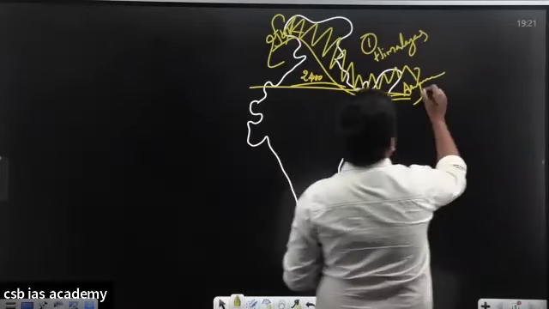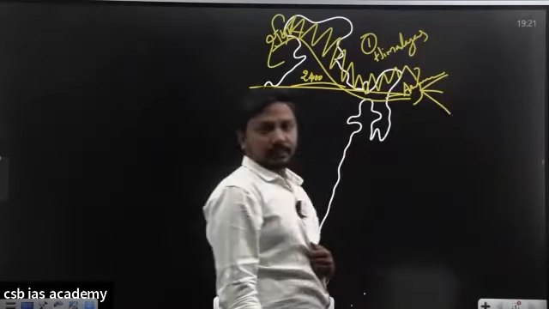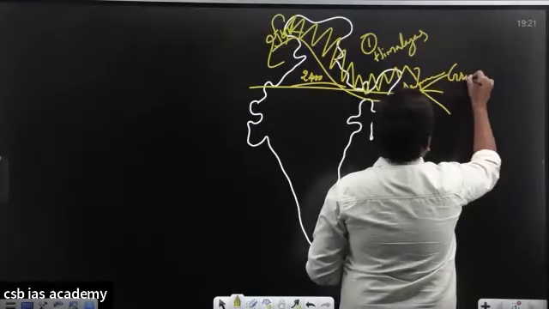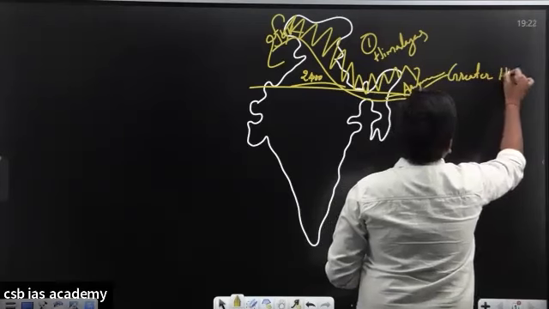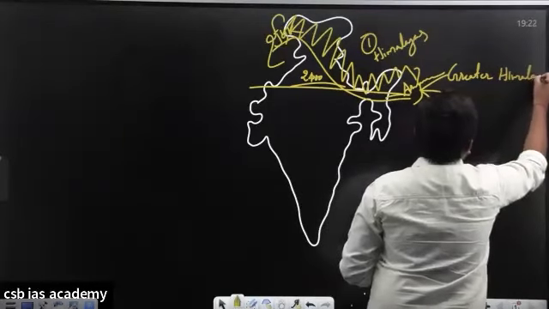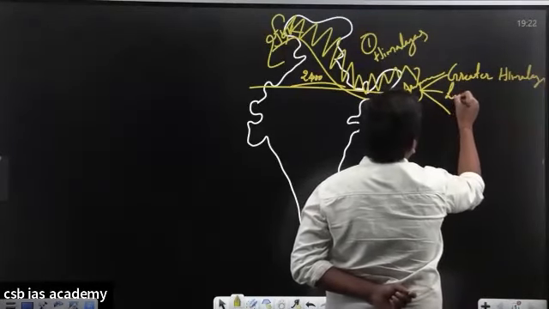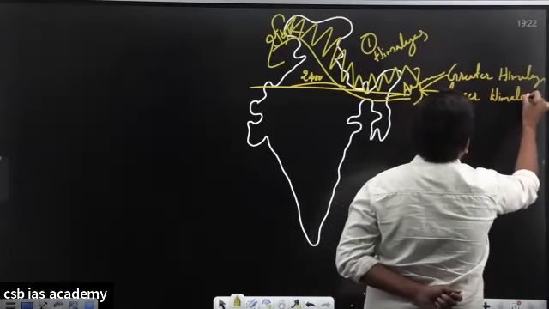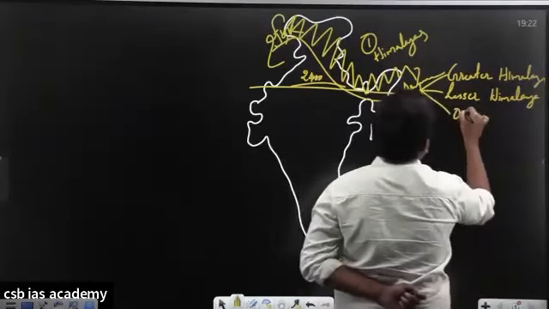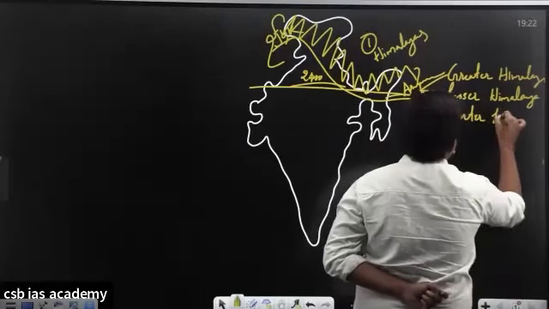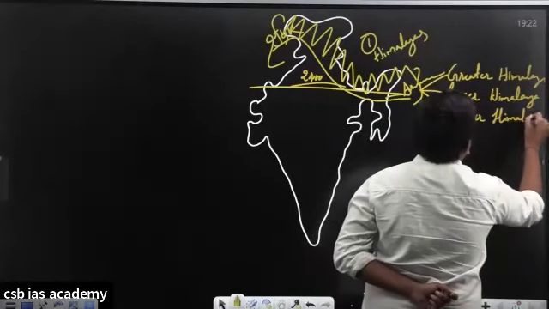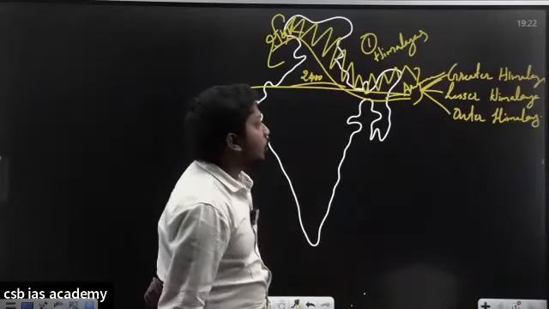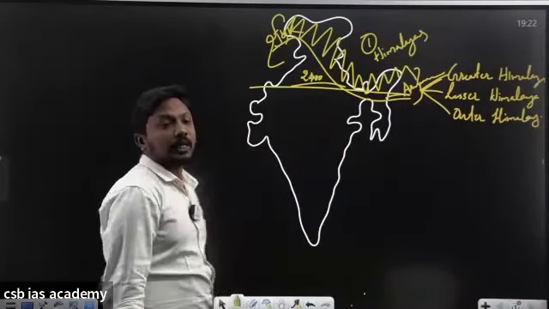And these Himalayas are divided into three major ranges: the Greater Himalayas, the second one is the Lesser Himalayas, and the third one is the Outer Himalayas. So there are three parallel ranges. Based on the height, these mountain ranges have been divided.